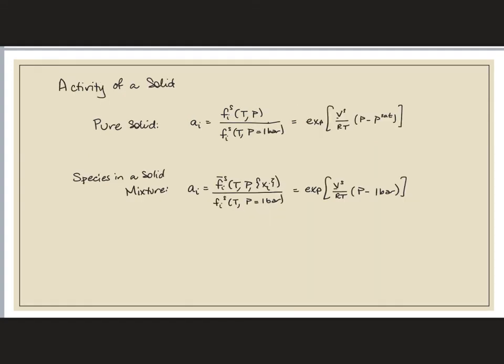Now, what about solids? The definitions are very similar to what we had before. Here, our standard state always would be a pure solid. And so we have these definitions shown here on the screen. For a pure solid, you're looking at P minus the saturation pressure, equivalent to vapor pressure, so it would be the sublimation pressure. And in a mixture, you're going to take P minus 1 bar.